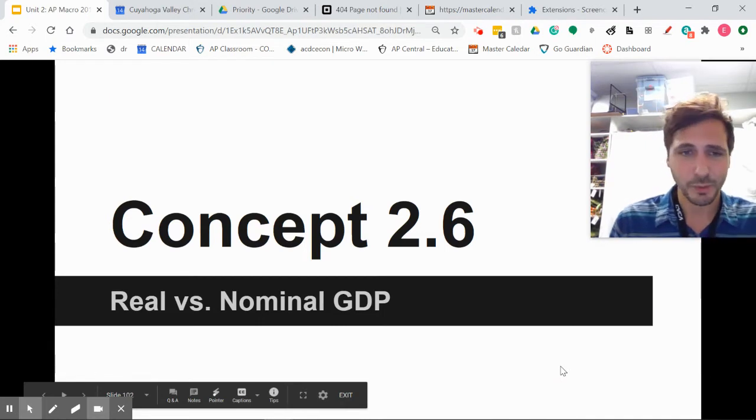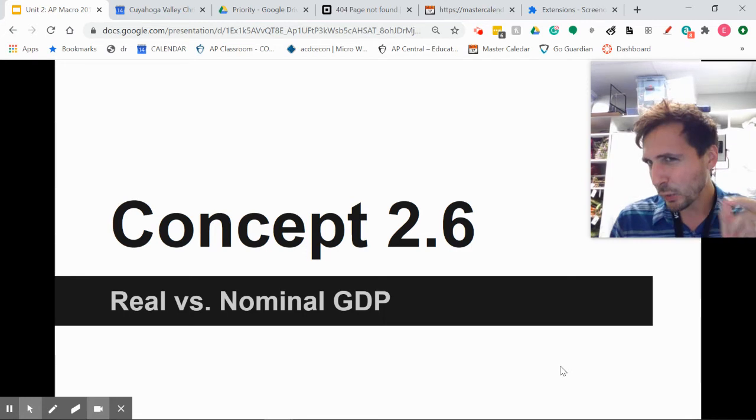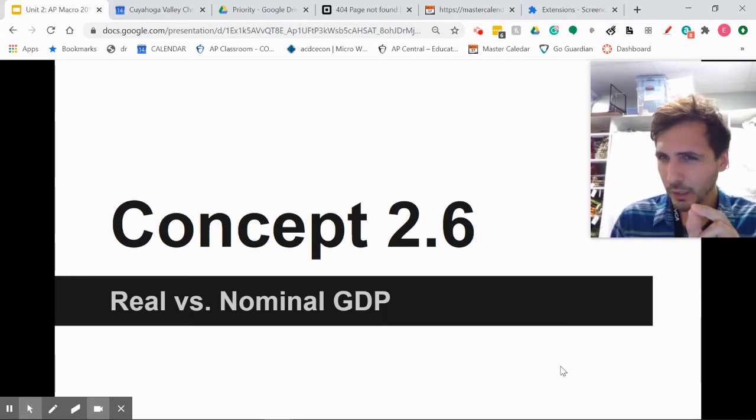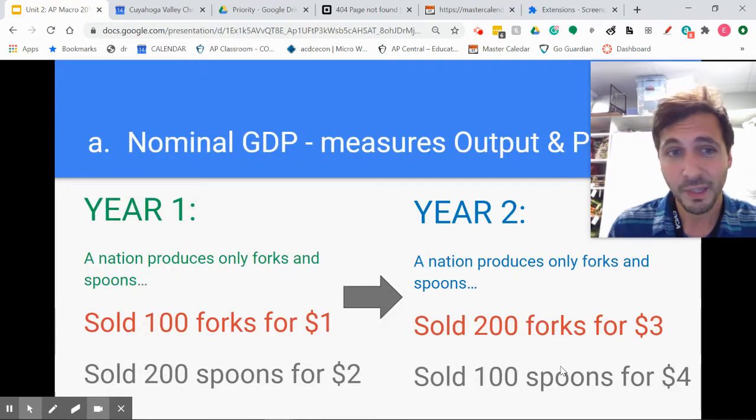Concept 2.6, real versus nominal GDP. So we've talked about real and nominal wages a little bit, right? We said, hey, nominal wages is what you actually get paid. Real is adjusted for inflation. We're going to apply that same principle to GDP.